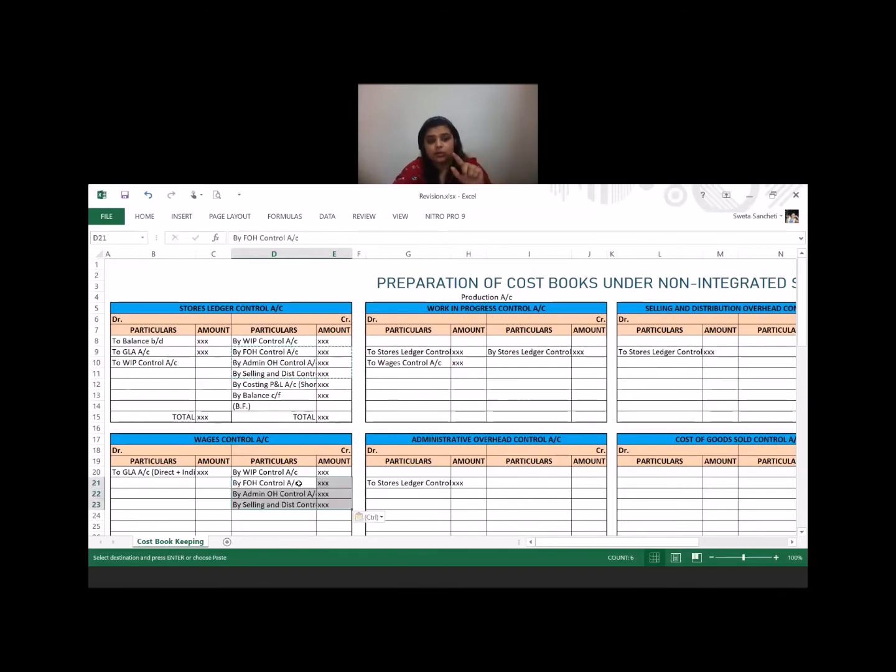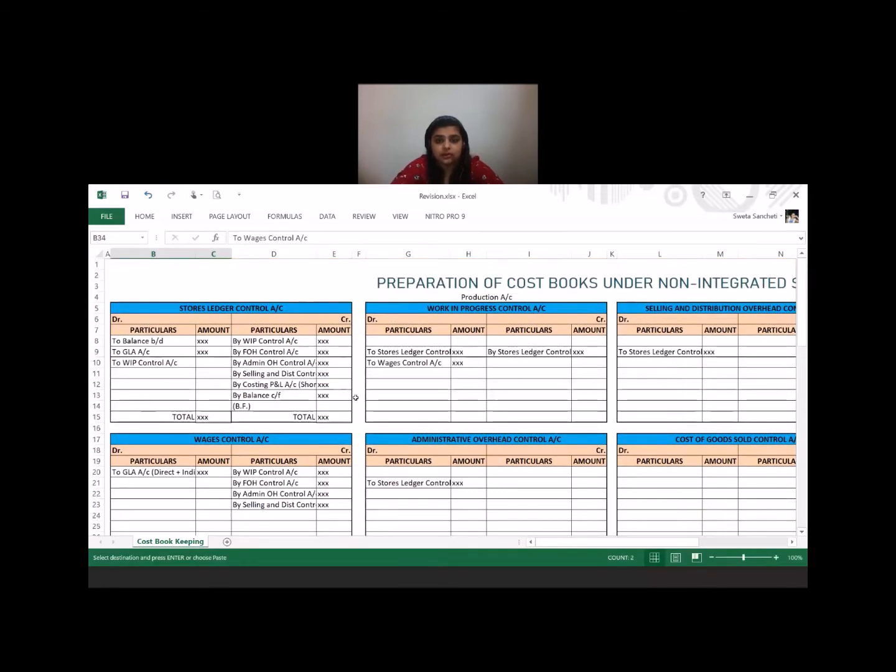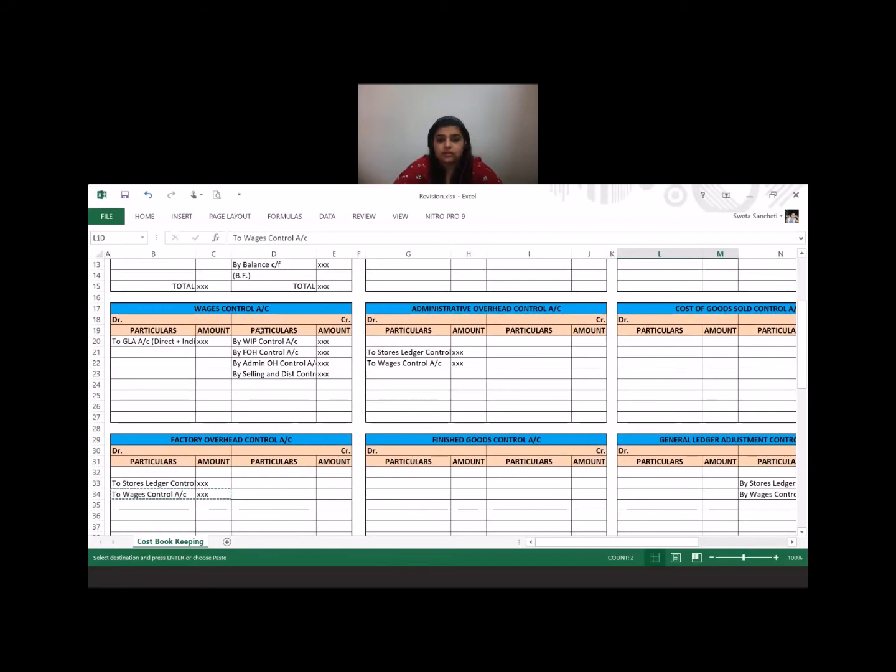All the indirect workers, if it is related to factory, it will go to the factory control account. If it is admin, it will go to admin. If it is selling, it will go to selling. So similarly, the double entry to wages control account, I will have the entry here. Same entry in my admin and same in my selling and distribution. So wages is also done.